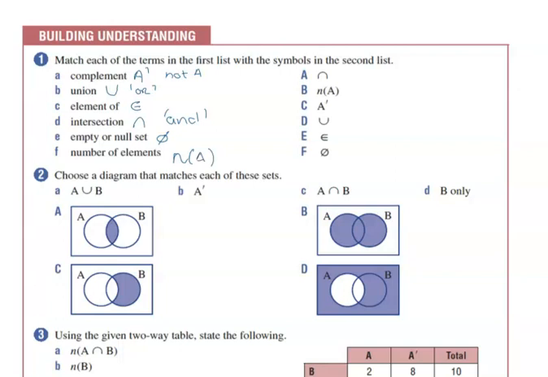Question 2, choose a diagram that matches each of these sets. Let's go through and label these 4. We've got 2 circles and it's just the middle bit shaded, so this is A and B. Part B, we've got all of A and all of B shaded, so that could be A or B. C, we've just got B shaded, so that's B only.